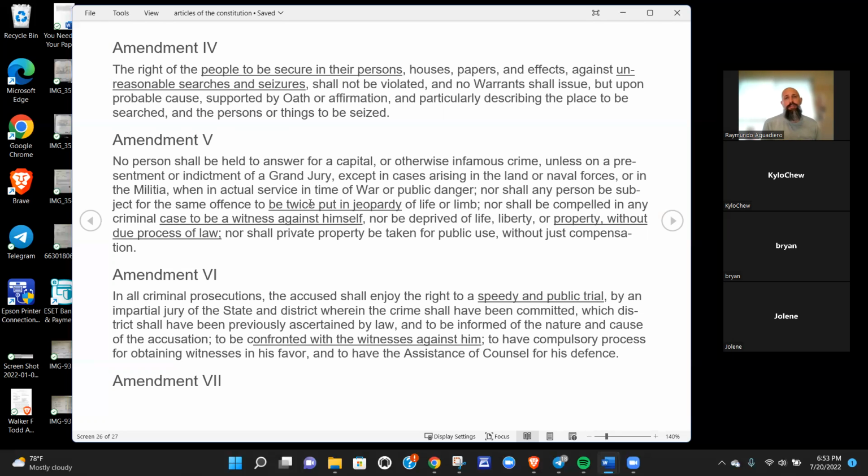The right of the people to be secure in their persons, houses, papers, and effects against unreasonable searches and seizures shall not be violated, and no warrant shall be issued, but upon probable cause, supported by oath or affirmation, and particularly describing the place to be searched and the persons or things to be seized. So there you go. They have to say exactly what it is they're looking for, exactly what they want as far as your property, exactly where it is. And there needs to be a warrant issued. And the person approving the warrant has to have an oath of office, and they have to have an oath to support the Constitution.